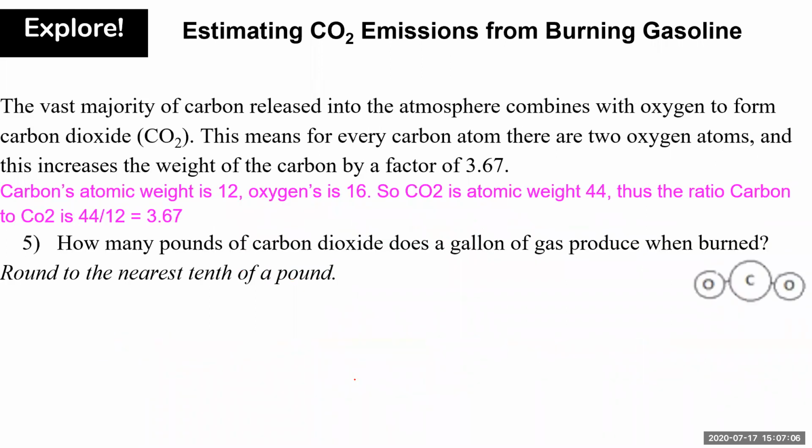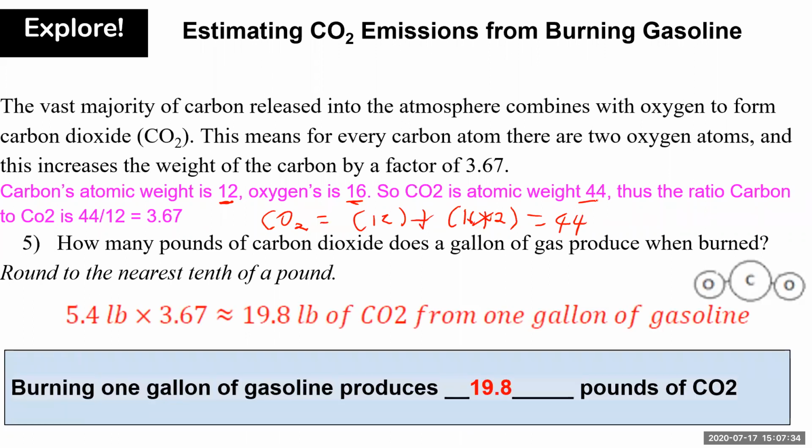Now, we talk about CO2. Carbon has an atomic weight of 12, oxygen has an atomic weight of 16, and because we have 2 oxygen atoms, CO2 gives us 44. That's why we have 44 right there. Our focus is not to find the atomic weight or molecular mass, but we are going to be looking at this.